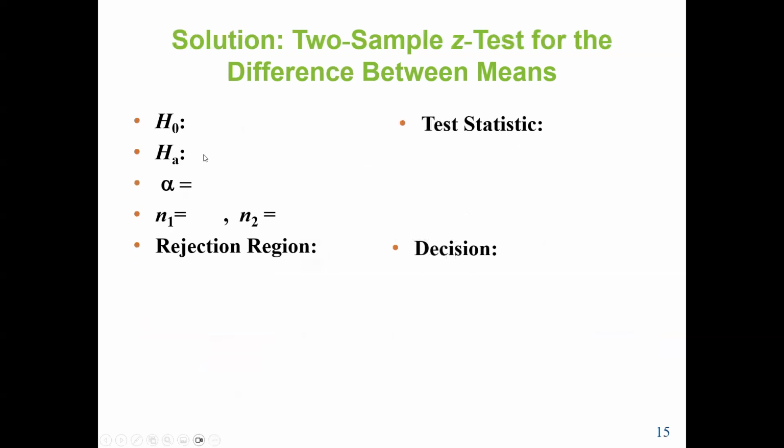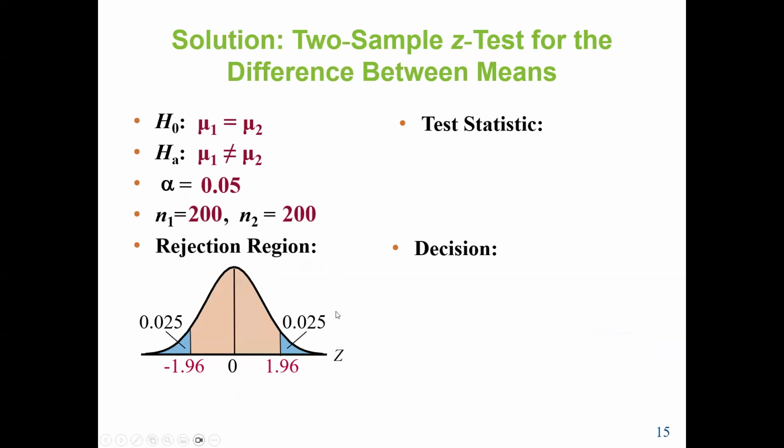So the next thing we need to do, which is our first step, is to state H0 and HA. Based on the question, we can state that they are equal or they are not equal, which means there's no difference. Always we say H0, no difference. HA, we say there's a difference. Alpha is given to us to be 0.05, and the sample size is also given to us. So with this, we can find, again, the critical value.